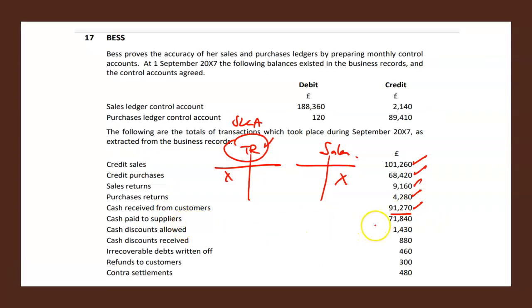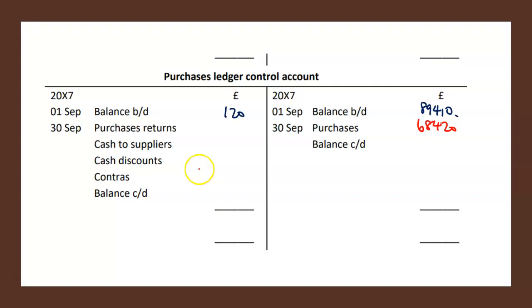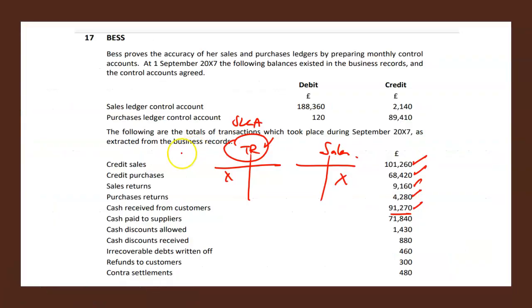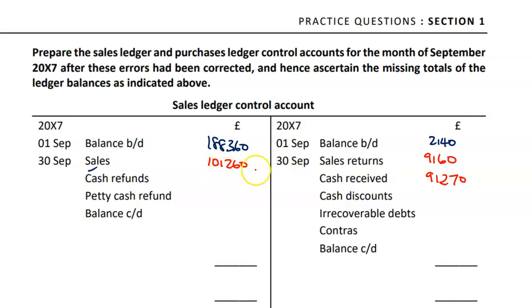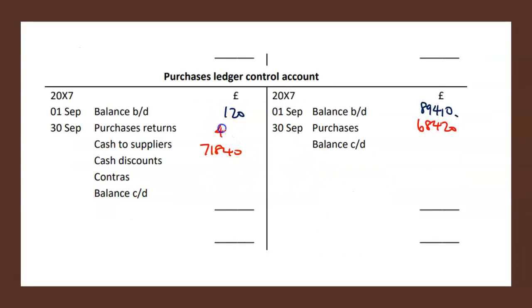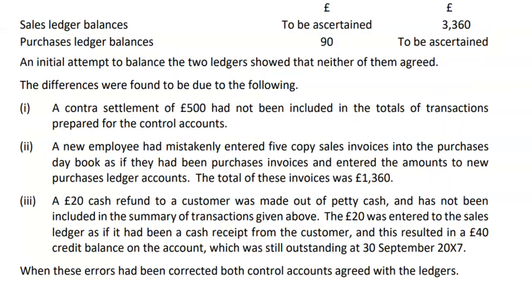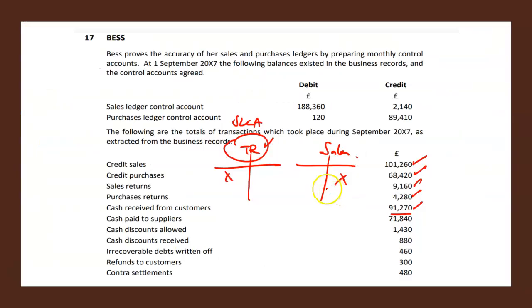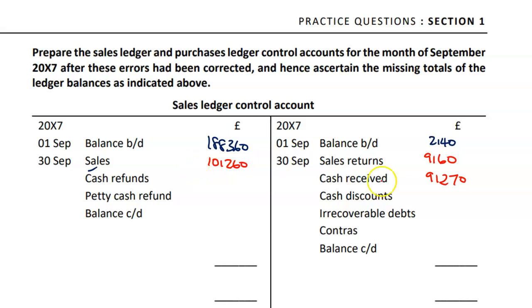Then we have the cash paid to suppliers, 71,840. Let me just see purchases returns. Purchases returns was 4280. Cash discount. Here we are. So this is this. Cash discounts allowed, 1430.